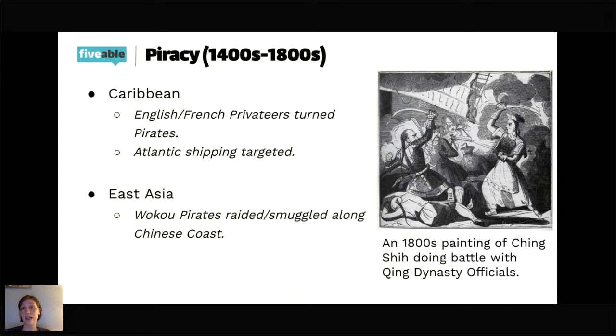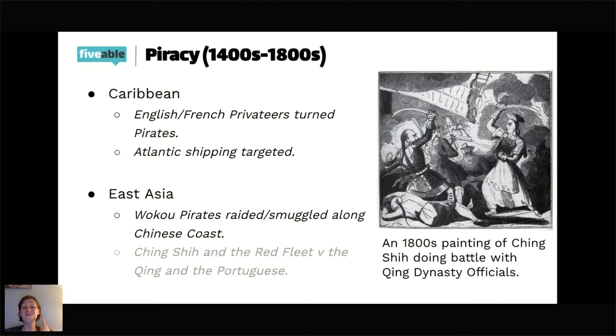Smuggling is just trade that avoids paying taxes levied by a particular government. So if you can get your goods into the market without paying the taxes, the customs fees or duties, then you can get even richer because you can charge the same prices as someone, or even just a little less than someone who's paying taxes. But because you didn't have to pay the taxes, you get to keep a lot more of those profits.